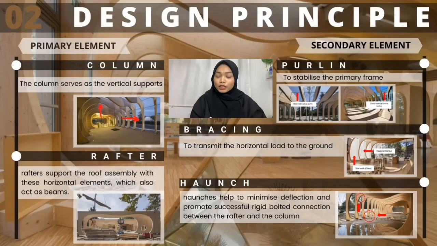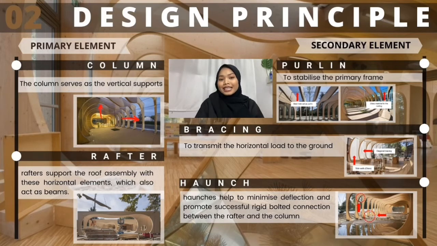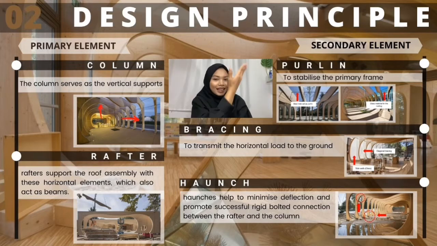Next, we move to the design principle of a portal frame. Primary and secondary elements such as rafter, column, purlin, bracing, and hunch are often used in the design principle of portal frame. Firstly, the primary element. The primary element consists of two: the column and the rafter. The column serves as the vertical support, while the rafter supports the roof assembly with this horizontal element, which also acts as a beam.